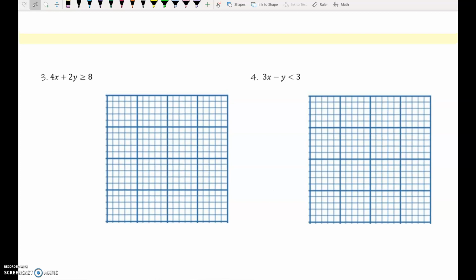All right, number 3. There's several ways that we could graph this. The easiest thing to do is to rearrange this into slope-intercept form, because then it's easier to graph the shading. So we are going to start by subtracting 4x on both sides. That gives us 2y is greater than or equal to negative 4x plus 8. Then we divide everything by 2. y is greater than or equal to negative 2x plus 4.